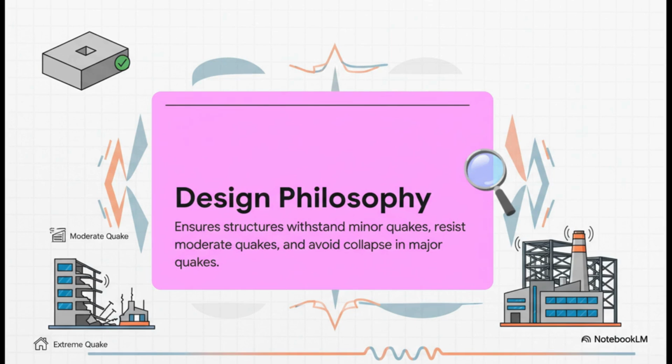For a more serious event, what we call the design basis earthquake, or DBE, we might see some cracks, some non-structural damage, but the main structure has to remain sound. But for that massive, once-in-a-lifetime quake, the MCE, the mission is simple: life safety above all. The building might be a total loss, but it absolutely cannot collapse. This tiered approach is really the heart of modern seismic design.